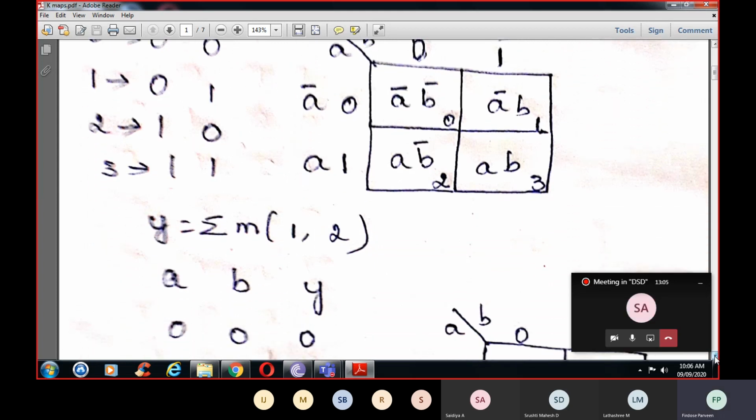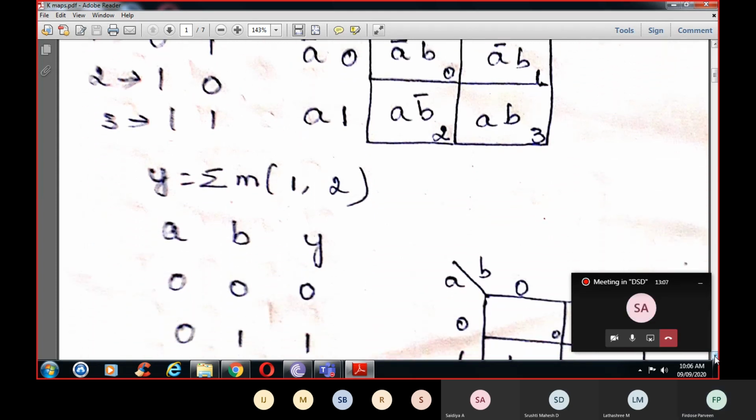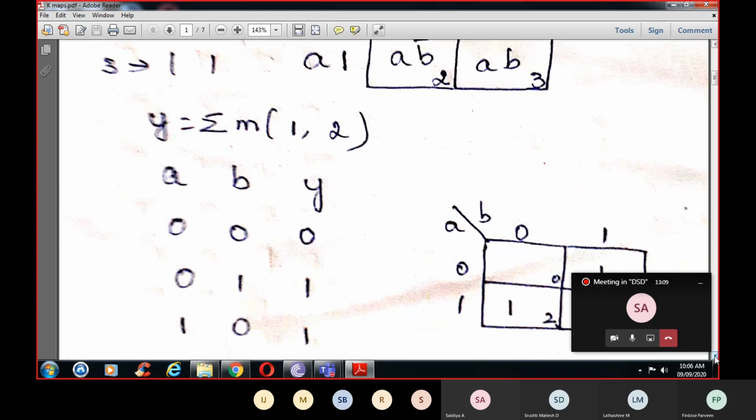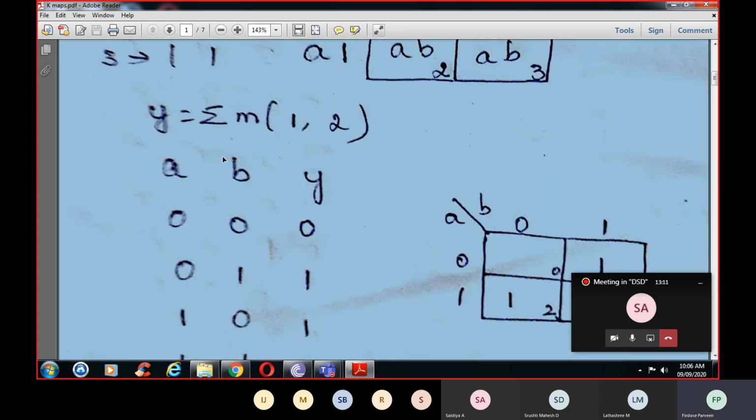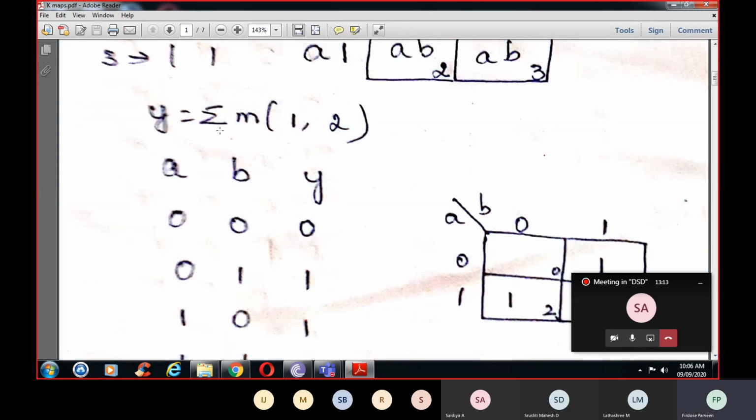Suppose they have given you Y is equal to summation m, that is minterms 1, 2. So 1 means it is 0 1, so at the output side you have to place 1. Okay. So 1 0 means 2, at the output side you will be writing it as 1.